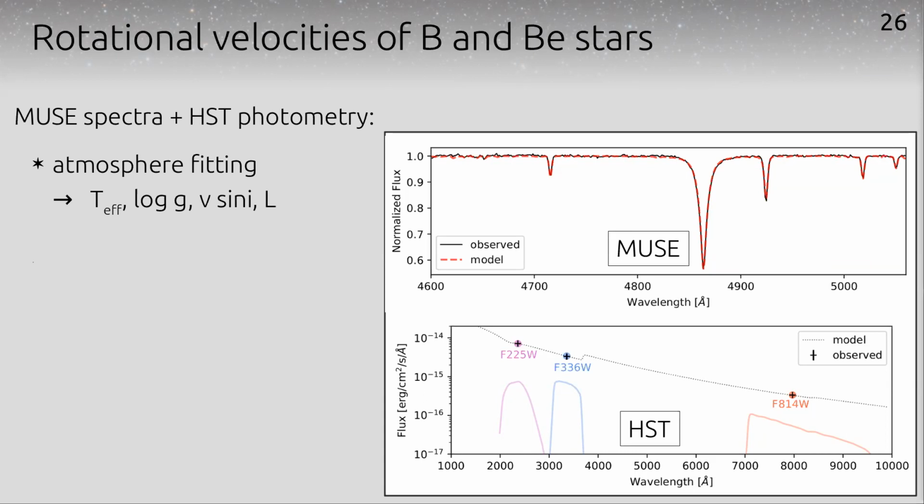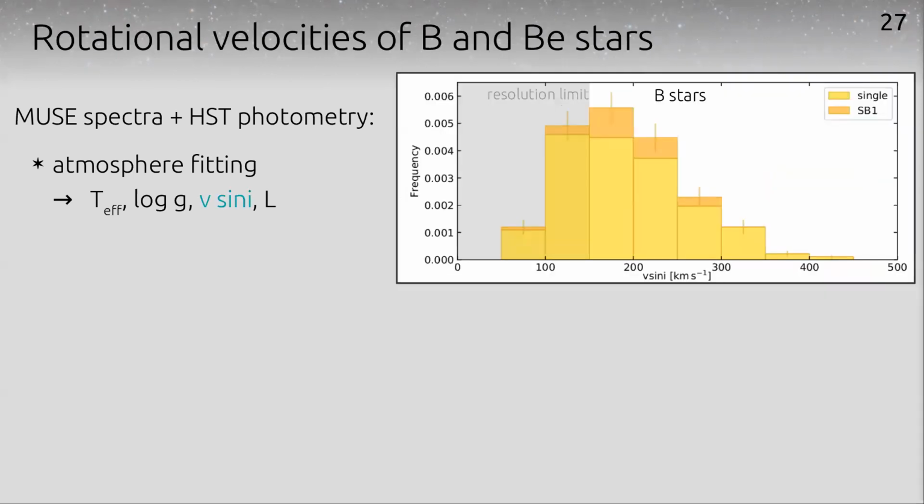What I want to focus on in this context is the rotation rates that we have derived. And here I'm first of all only showing the B stars, which of course are much easier to fit these stellar parameters for, because their spectra are not impacted by emission lines. And so this is the rotational velocity distribution we obtained for the B stars in NGC 330. Again, there's this resolution limit below which we're not sensitive.